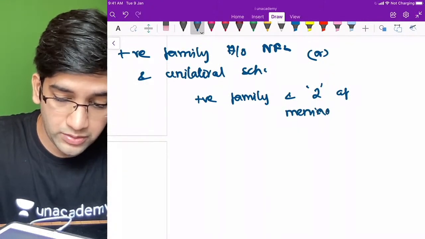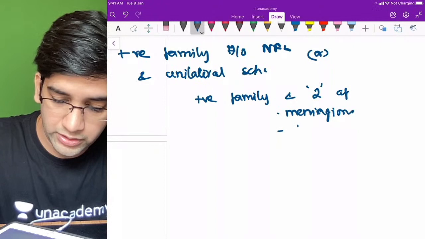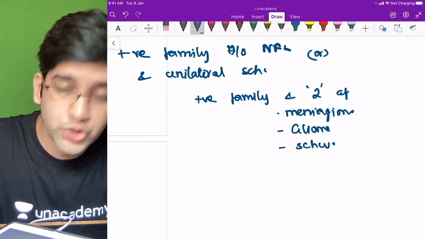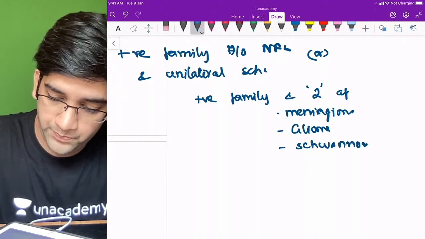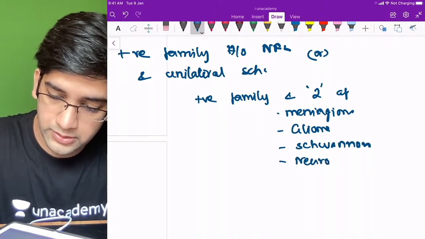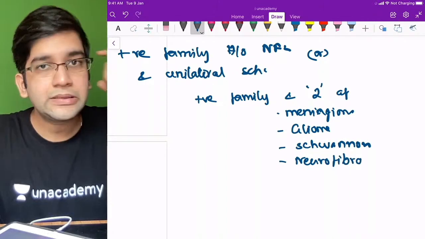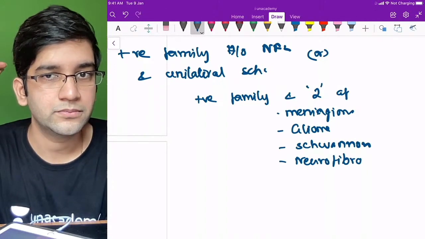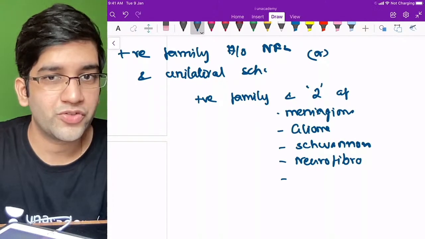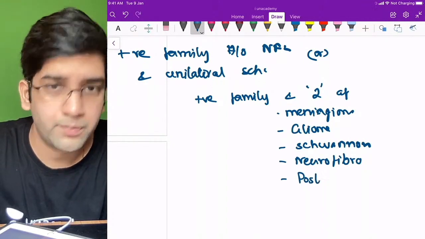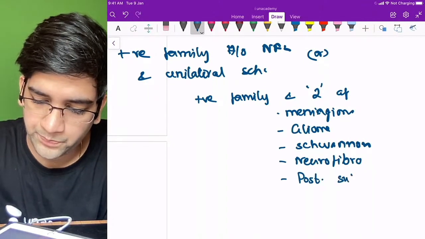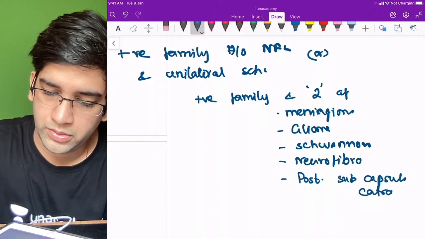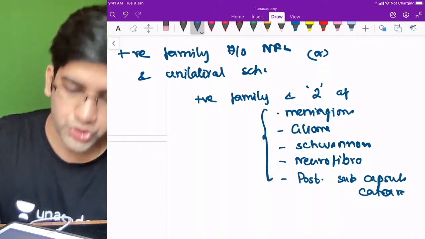Meningiomas is again possible. Glioma possible. Schwannoma, which is not vestibular, in other areas possible. Neurofibroma possible. And one disorder in the eye. Do you know anything which involves the eye? There's one disorder which is very, very characteristic: posterior subcapsular cataracts, right? Okay. See, these are all the other lesions you have to remember, fine?